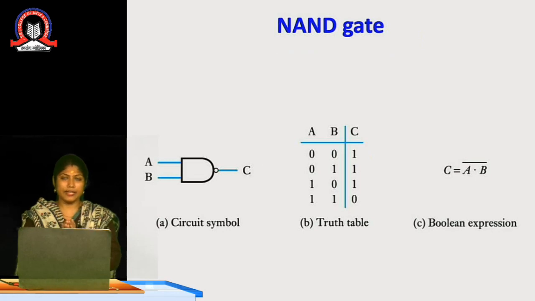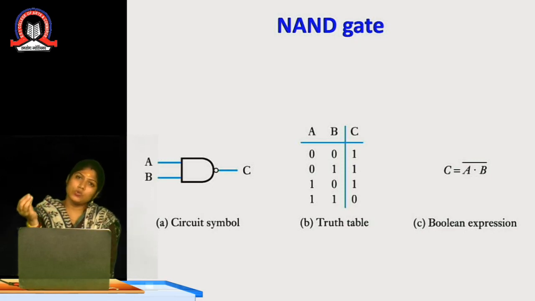Coming to the next gate. See, only 3 gates are there in the basic gates, AND, OR, NOT. Next is derived gate. Derived gate is also called universal gate. So this is the second category of the gate. Universal gate is also called derived gate. It is used to implement any basic gate.